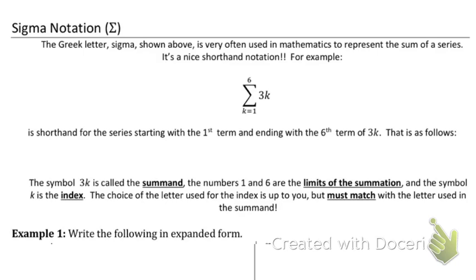So let's talk about some key components of this. First of all, you see that letter K? That letter K will not always be K, it's just a variable. This is called our index. Right here we have an equation. That equation is called your summand. So this 3K is called your summand. Basically what you're adding over and over and over.